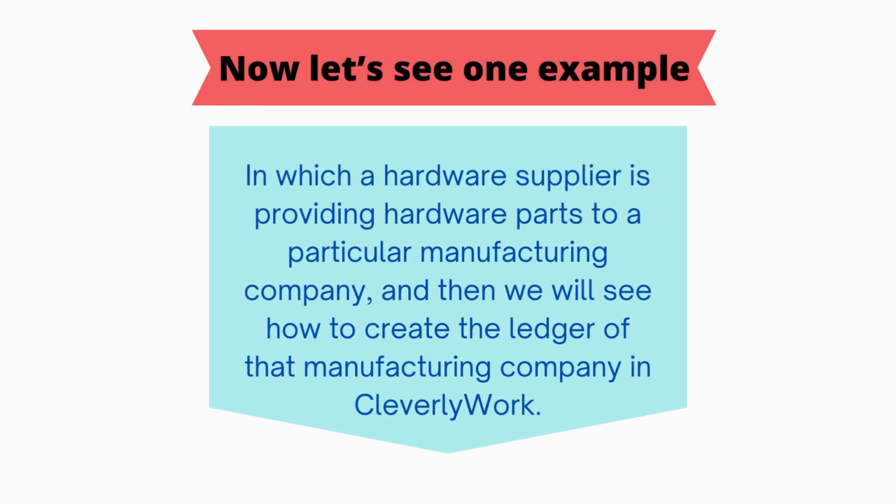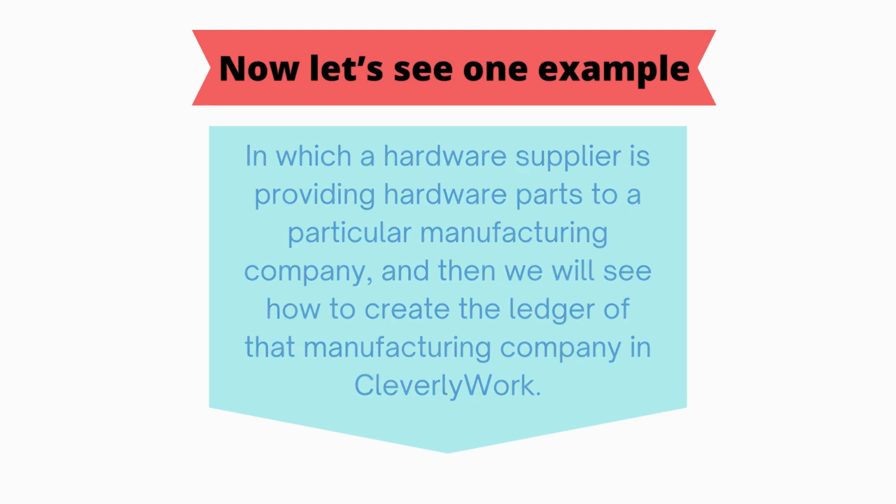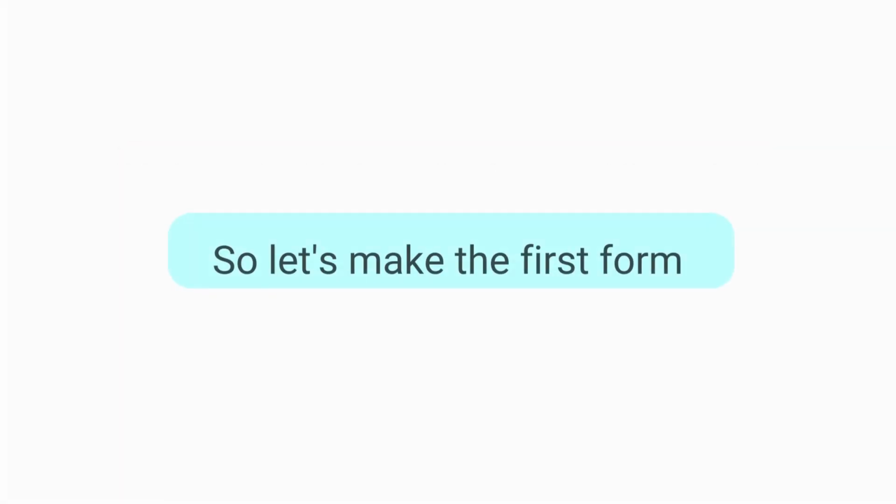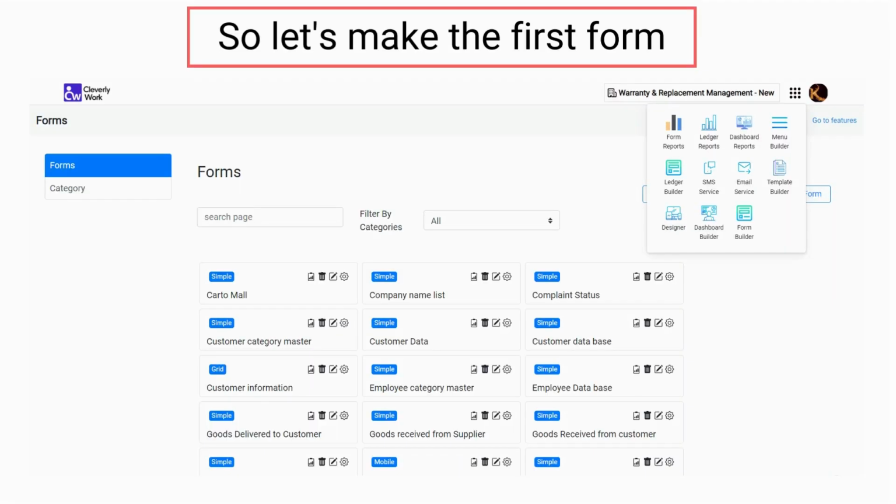Now let's see one example in which a hardware supplier is providing hardware parts to a particular manufacturing company, and then we will see how to create the ledger of that manufacturing company in CleverlyWork. It is important to have the form and the entry in that form to prepare the ledger. So let's make the first form.